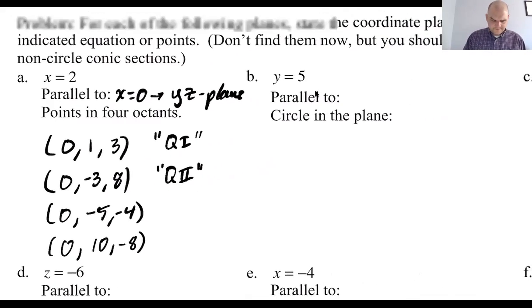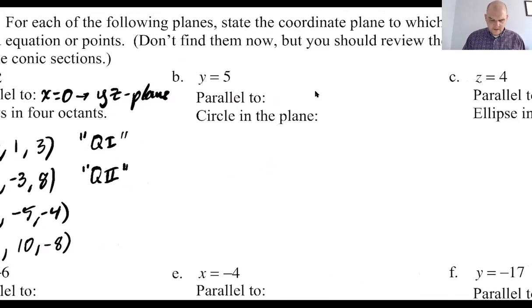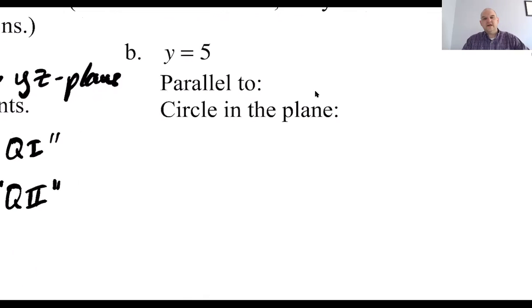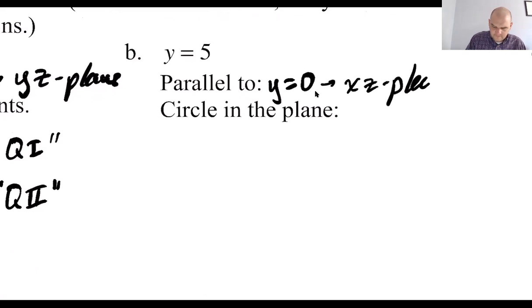The next thing we want to do is be in the plane y equals 5, and we want a circle that's in that plane. The plane y equals 5 is definitely parallel to the plane y equals 0, which is the xz plane. Now think about it: how do I parameterize a circle? Let me just draw a circle.